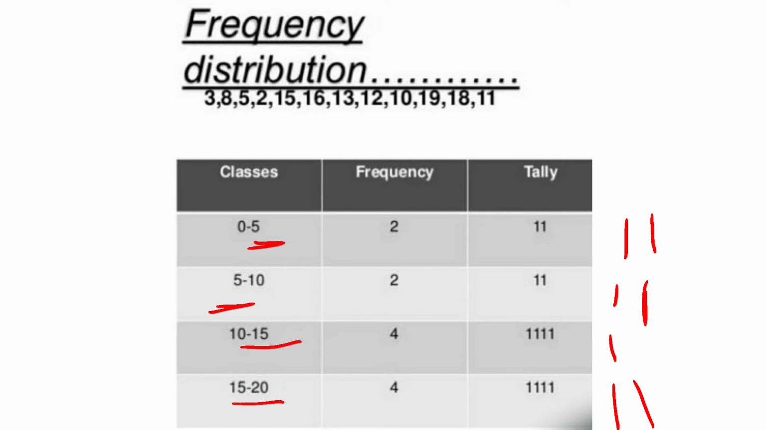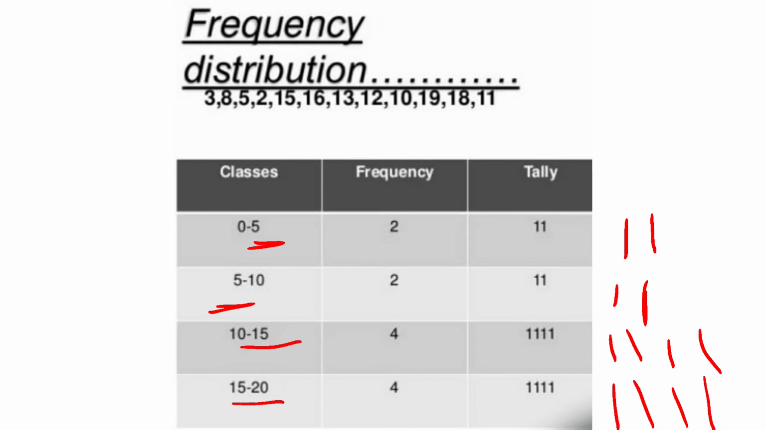13: 13 is in the 10 to 15 class interval. 12 also in the 10 to 15 class interval. 10 also you plot here only. Then 19 you plot in the last. 18 you plot in the last. And 11 you plot here.